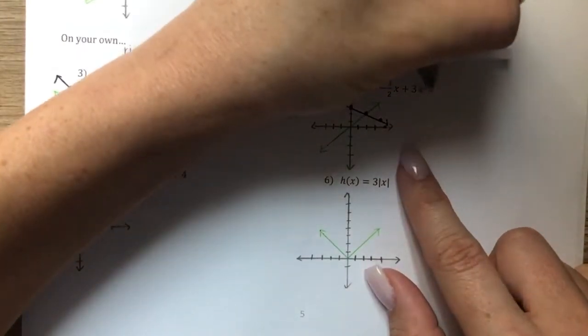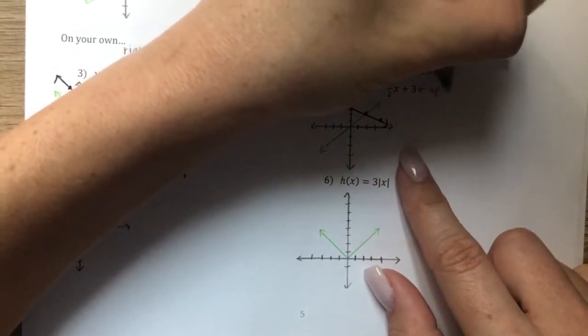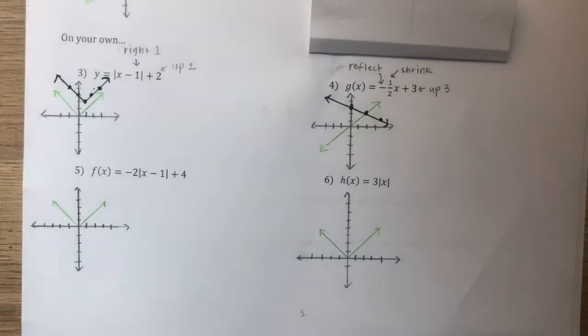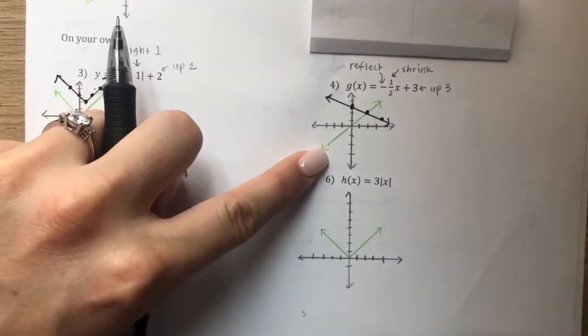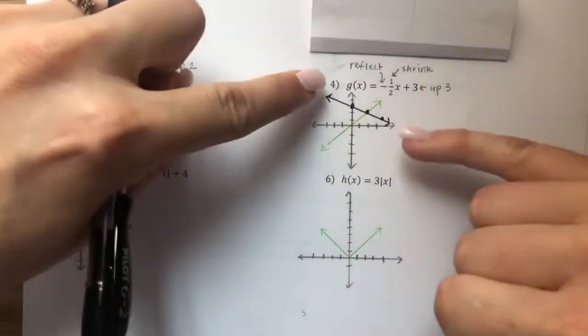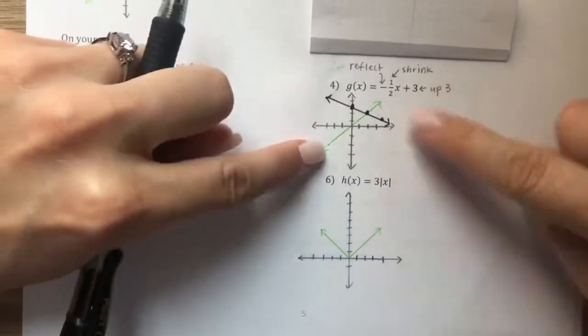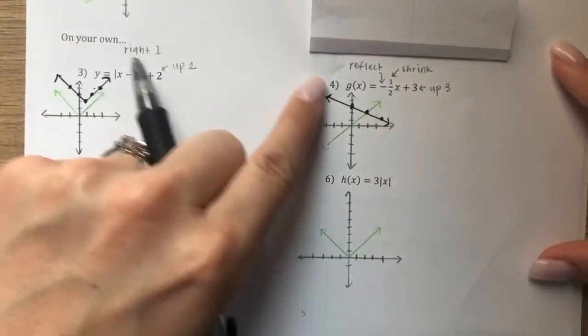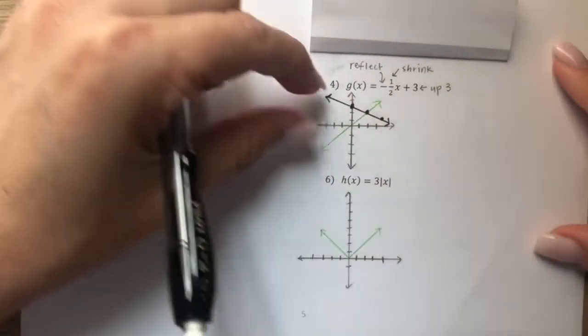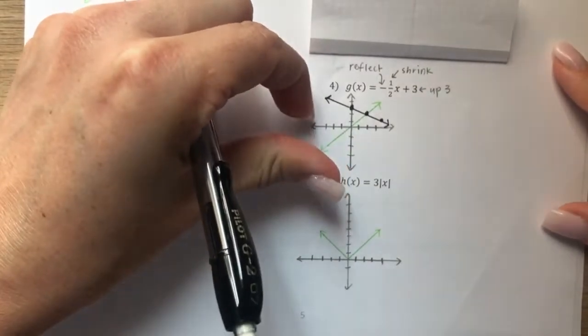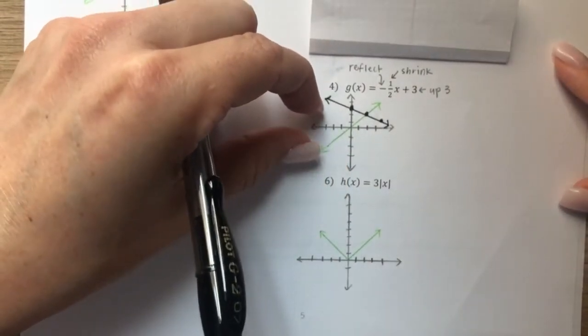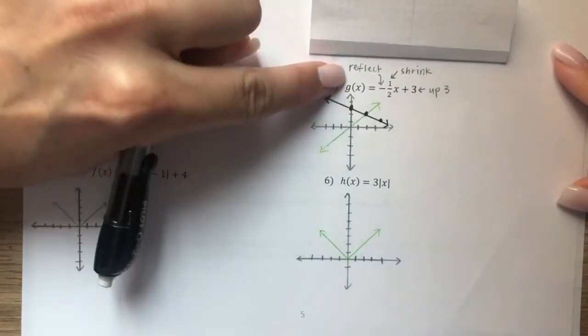So this plus 3 translates up 3. And you can see if this was our parent function, we reflected it, so it went from increasing to decreasing. Our graph got a little bit flatter, so it got shrunk or compressed. And then it shifted upwards also.